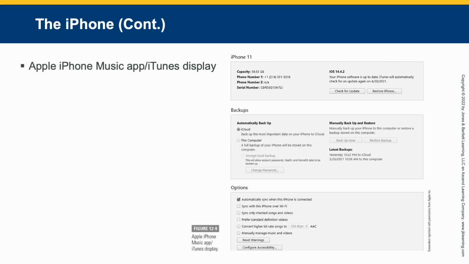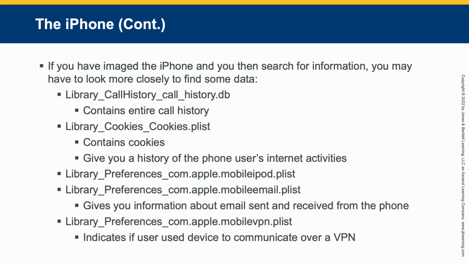So the Apple iPhone Music app or iTunes display looks like this. If you have imaged the iPhone and you then search for information, you may have to look more closely to find some data. Library call history, history.db, contains the entire call history. So look at this very carefully, and I give a pause here for you, or you can pause the video to look and read the slide.